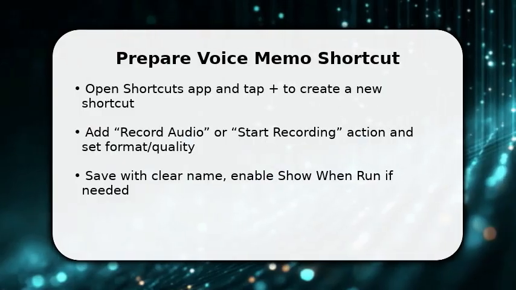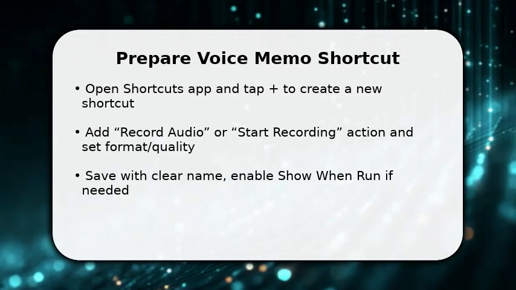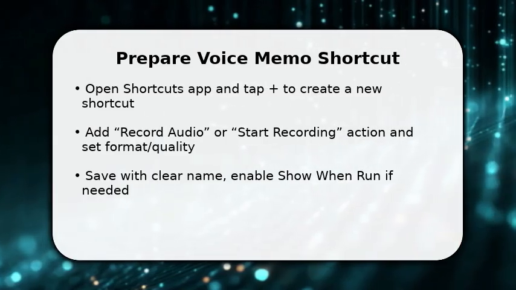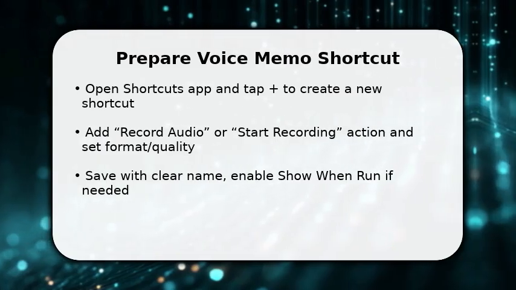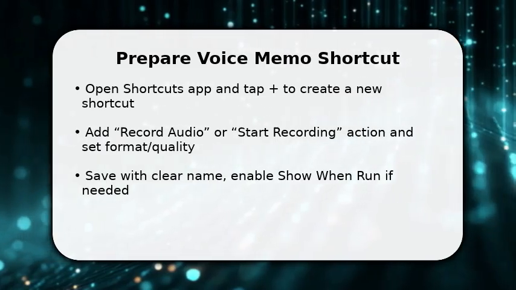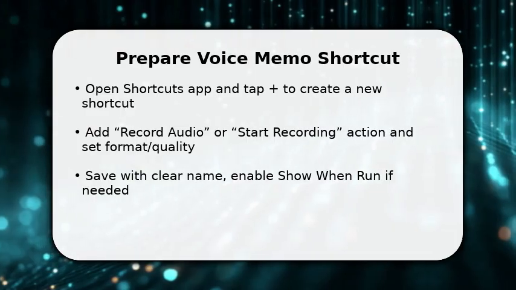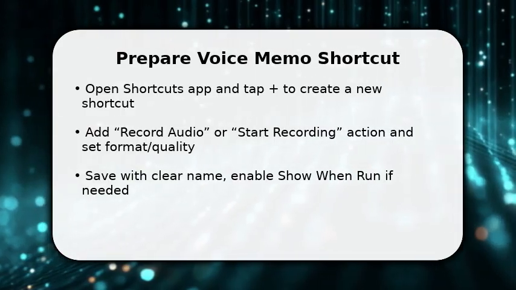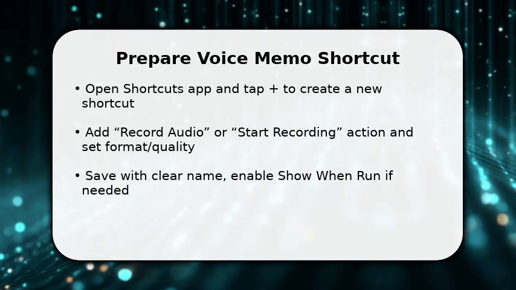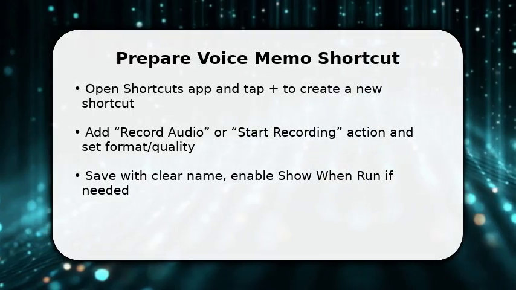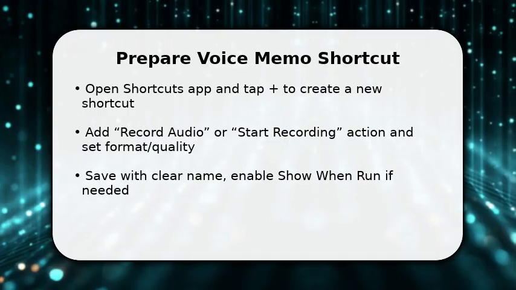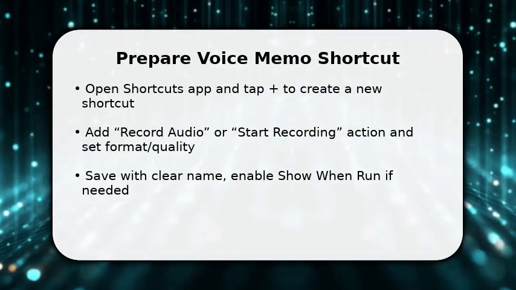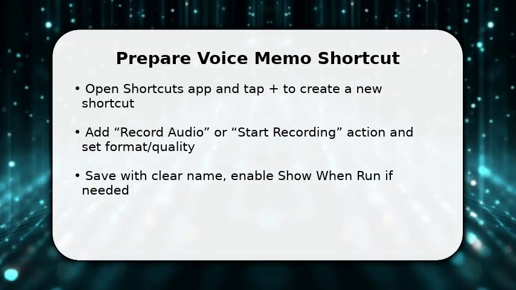You'll start by making a shortcut that records a voice memo. Open Shortcuts, tap the plus, then add the record audio action, set quality and file name conventions. Once done, wrap it with a save file or save to voice memos action so the clip lands where you expect. Make sure the shortcut runs without prompts by testing it inside Shortcuts. If it fails, adjust permissions in Settings. When the shortcut runs cleanly, you're ready to map it to back tap.